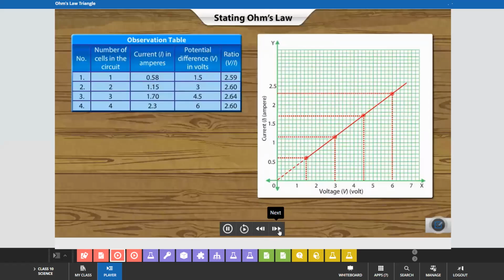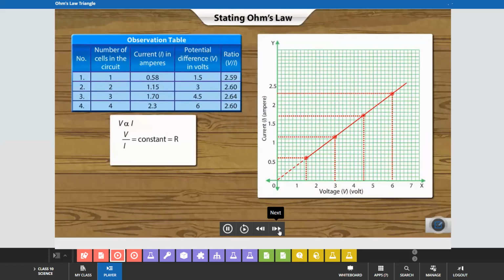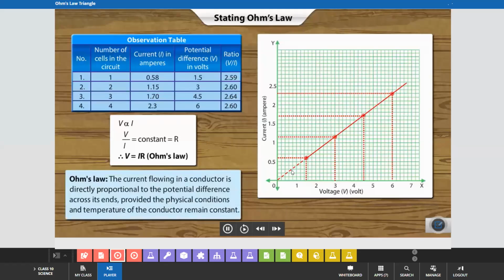Now, let's try and sum up all the information. We saw how current changes with a change in voltage. It shows how current and voltage in a circuit are directly proportional to each other. We've also seen that V upon I is a constant called the resistance of the wire R. From the equation, we get V is equal to IR. This is the relationship that George Ohm summarized in his law. Ohm's law states that the current flowing in a conductor is directly proportional to the potential difference across it.